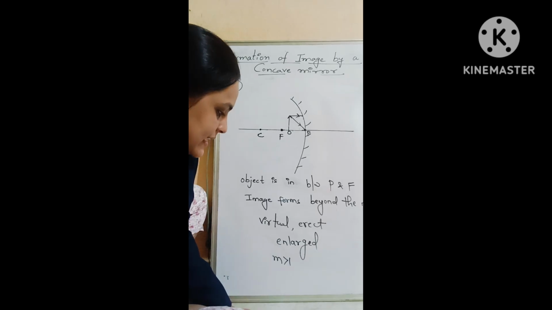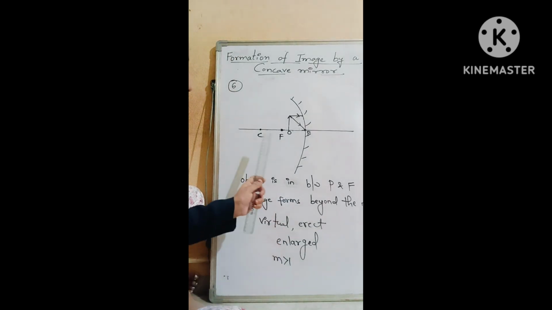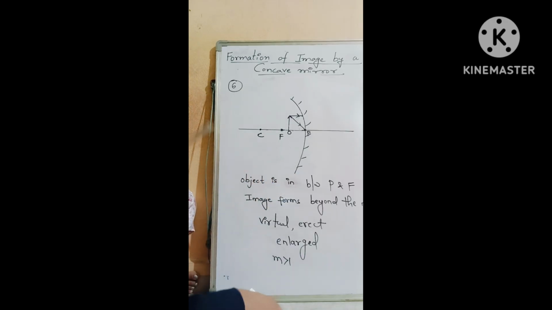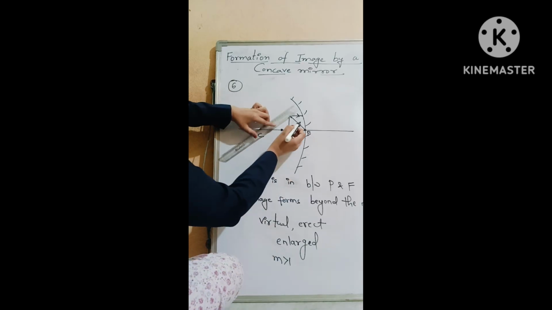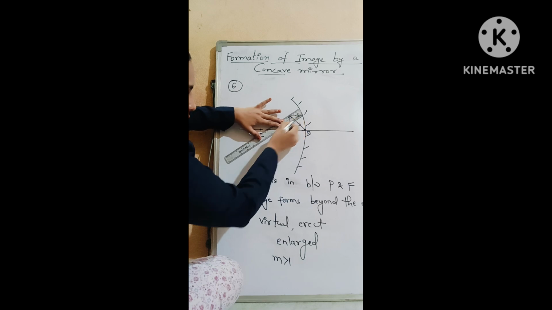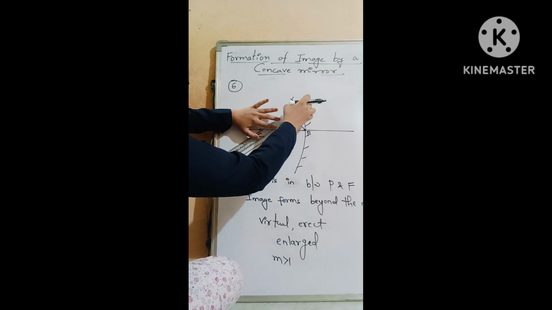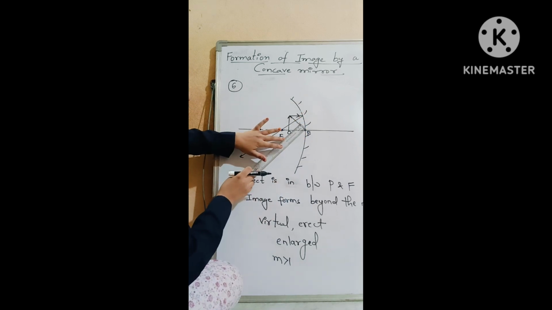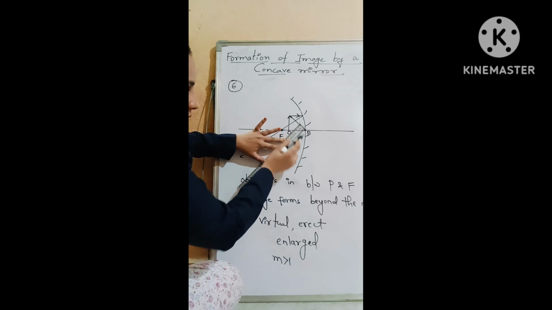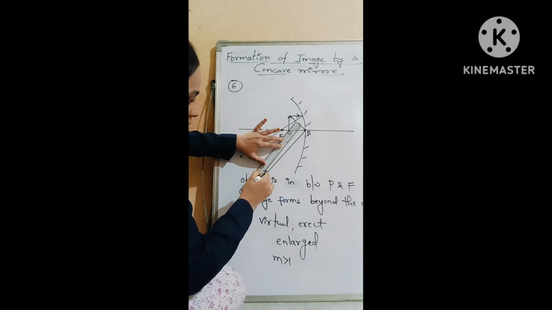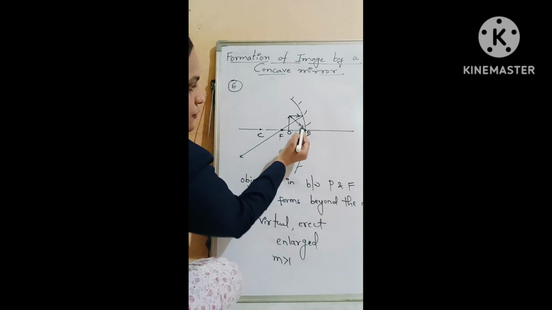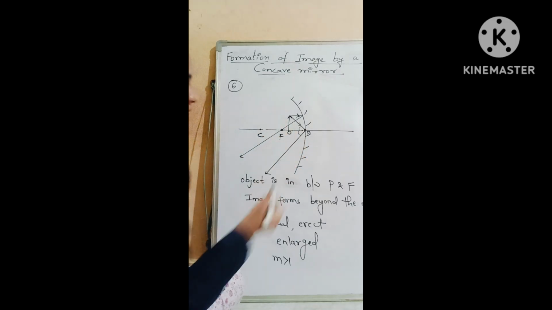This is the sixth case, which is the last case, where we are placing the object in between pole and focus. This is the object, where I took two rays from the top of the object: one parallel and one passing through the pole. The ray passing parallel to the principal axis, after reflection, passes through the focus. Next, if you take the ray passing through the pole, the angle I must be equal to angle R. If you measure these two angles, they must be equal.